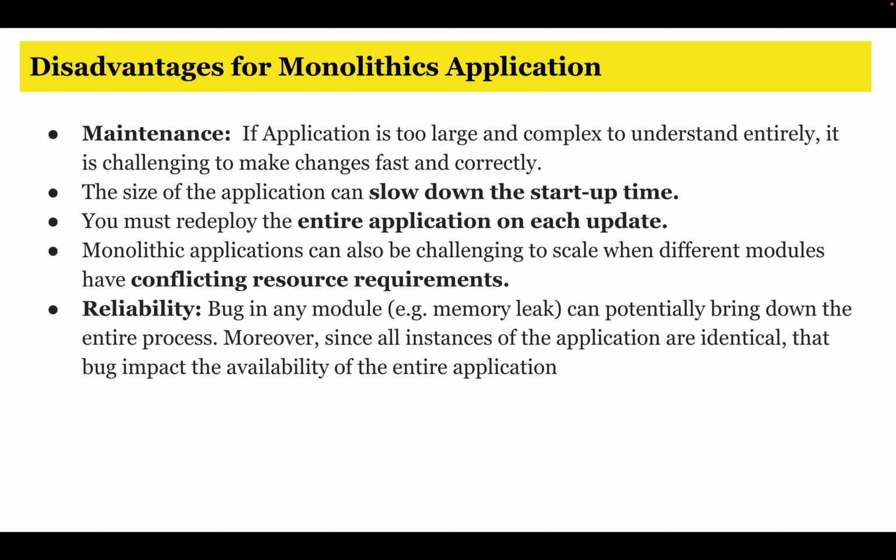Reliability: a bug in any module, for example a memory leak, okay? Suppose you have a particular amount of memory and users are continuously coming and your website goes down, right? It can potentially bring down the entire process. Moreover, since the instances of the application are identical, that bug impacts the availability of the entire application, right? So just because of a memory leak, your application goes down automatically, right? The entire process will go down.